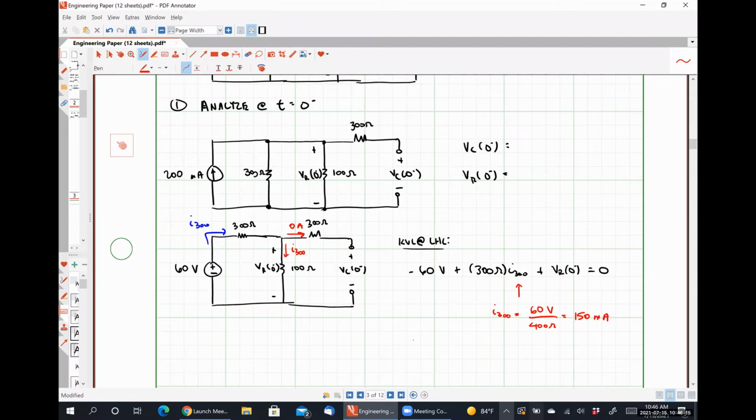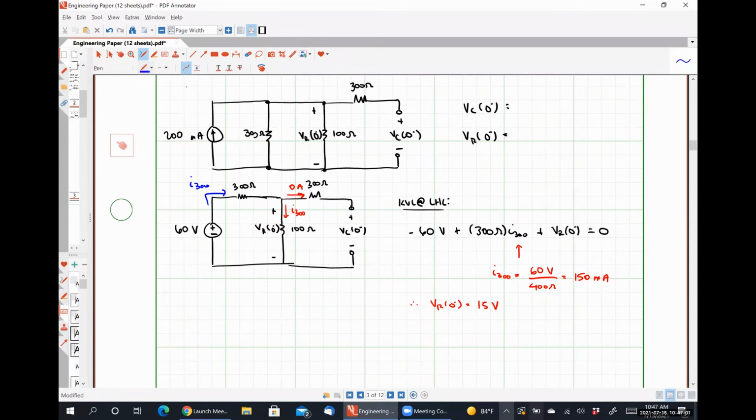And making that substitution into our equation, we would find that VR at 0 minus, so let's see, 60 minus 300 times 0.15 would be 15 volts. Does that analysis make sense? Yes. Okay, now let's talk about how we could do it in two easier ways, or to me, two easier ways.